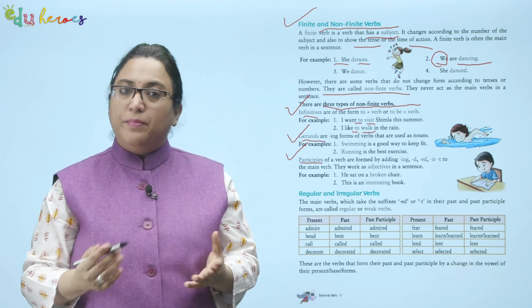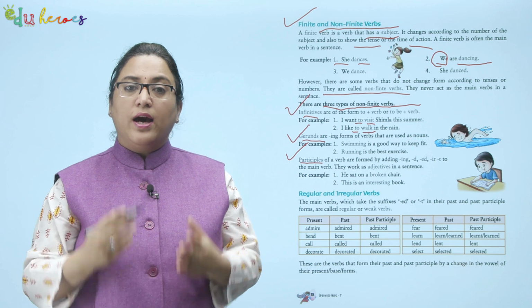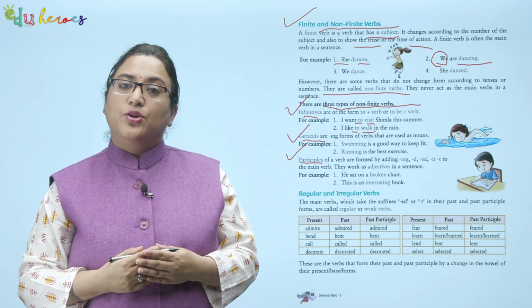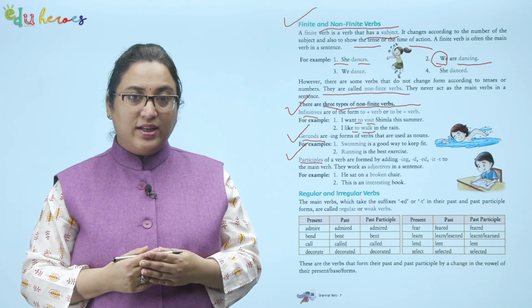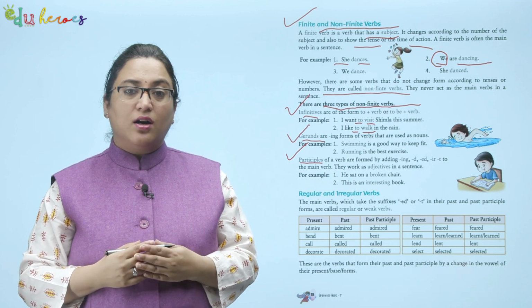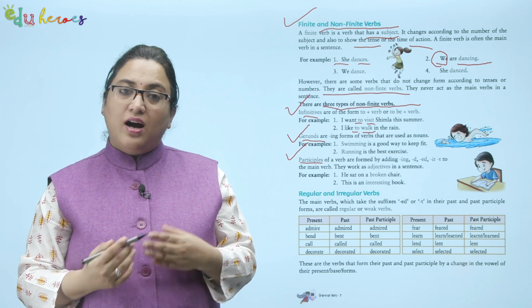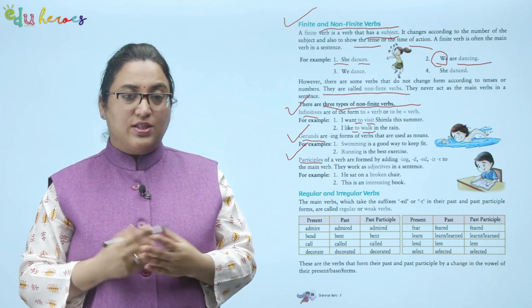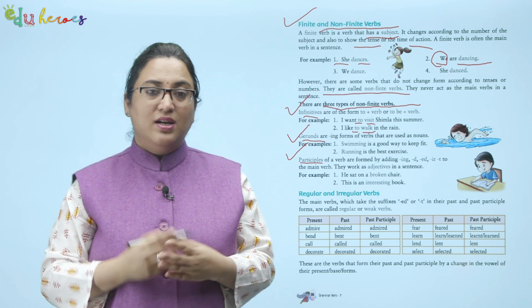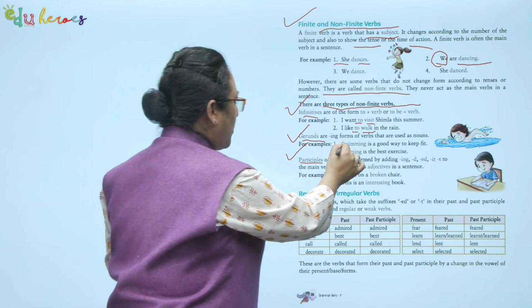Gerunds also are very peculiar. Gerunds are ing forms of verbs that are used as nouns. For example, swimming is a good way to keep fit. Observe, ing is added to which base form? Right, swim. So, swim becomes swimming.